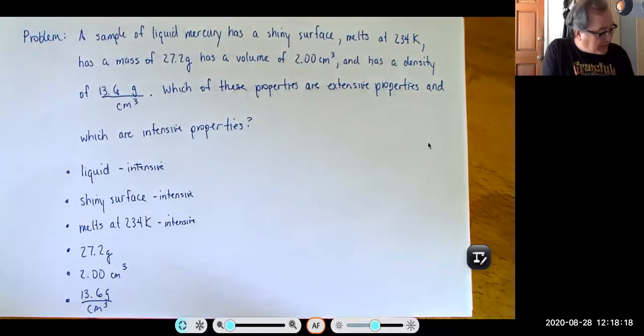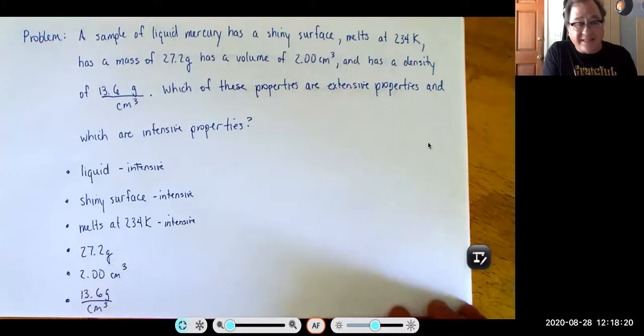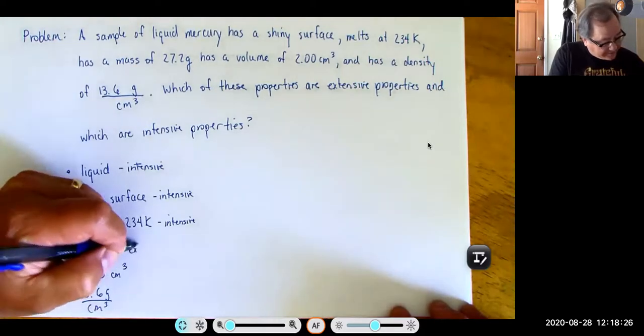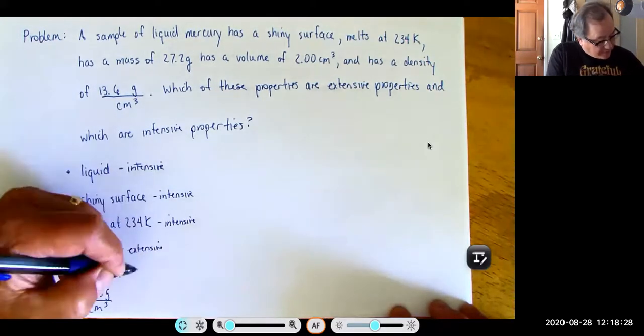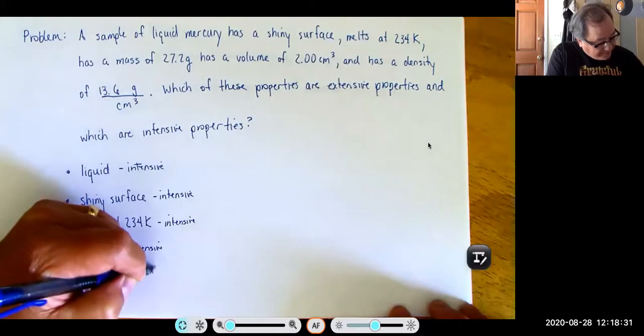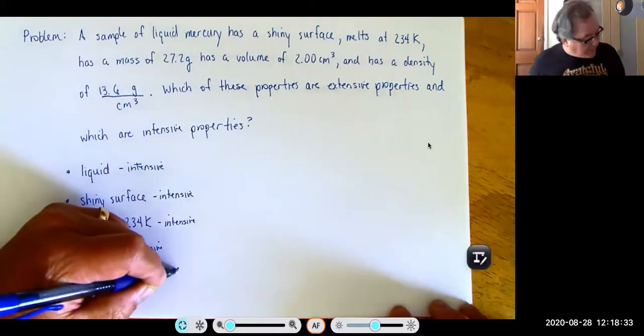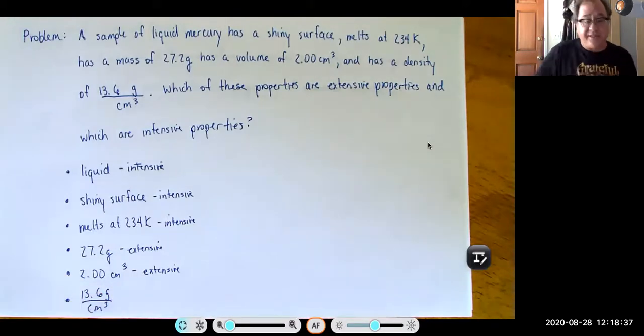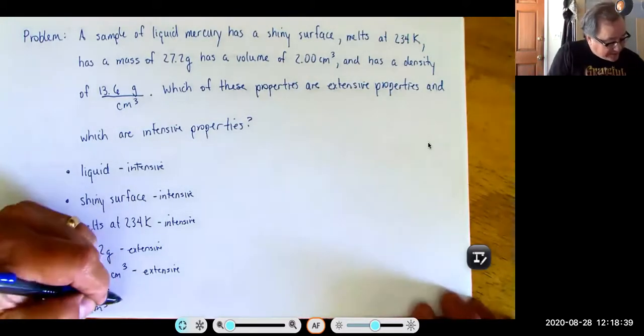How about the 27.2 grams? Well, yeah, that does depend on how much you had. If you had less mercury, it would weigh less. So this is extensive. And the volume is extensive. And this is an interesting one because this is mass, which is extensive, over volume, which is extensive. However, this is intensive.